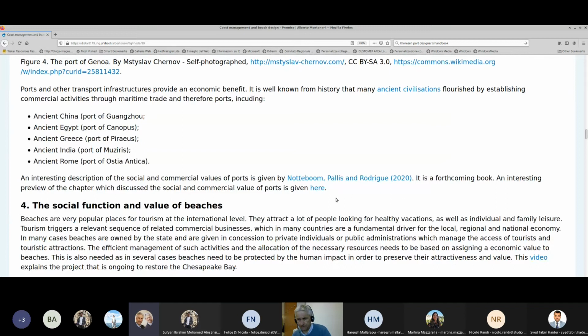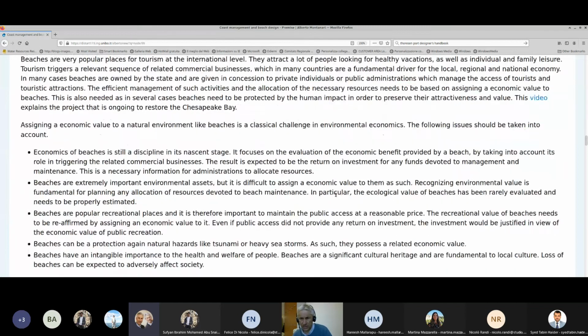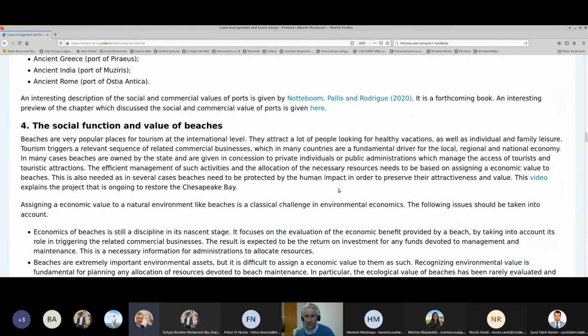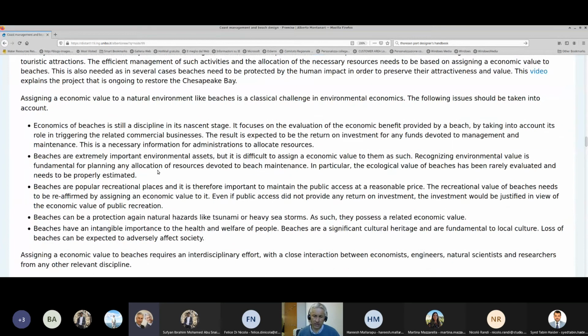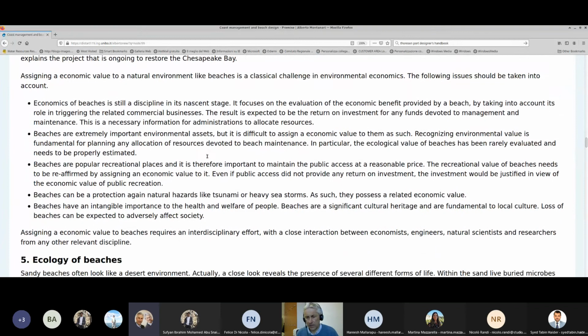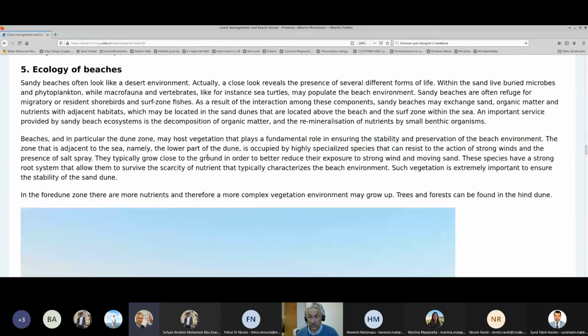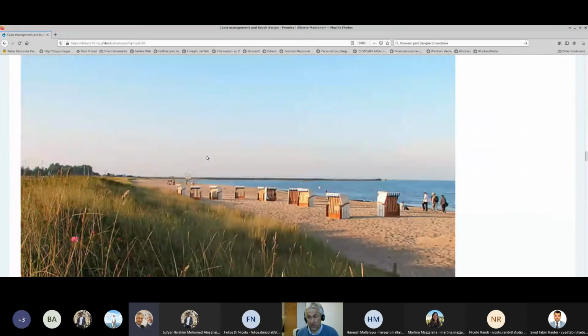Okay, and here there are a couple of paragraphs on the social function and value of beaches. I think we can skip it because it's more pertinent to coastal engineering. And there is also a paragraph on the ecology of beaches.